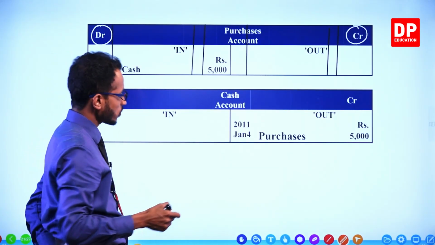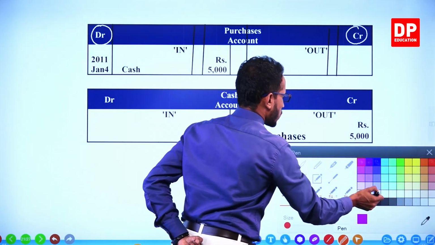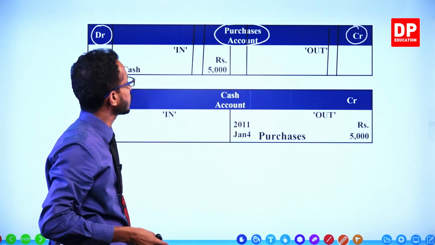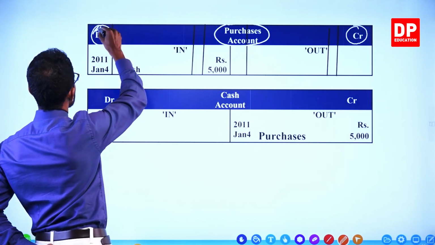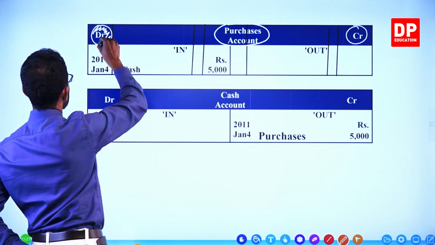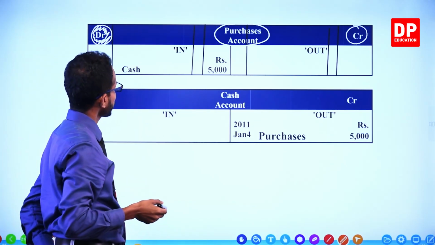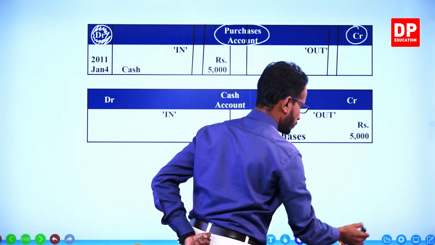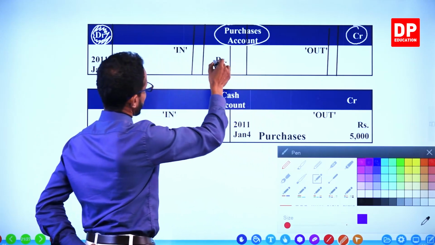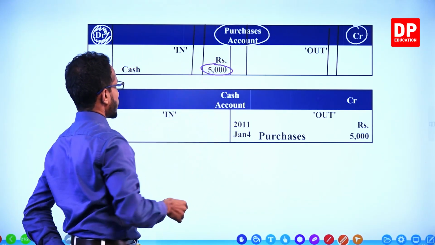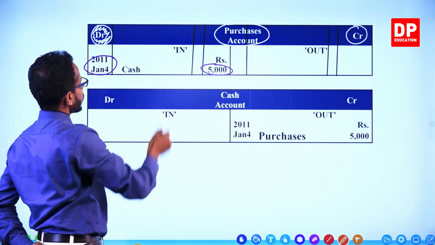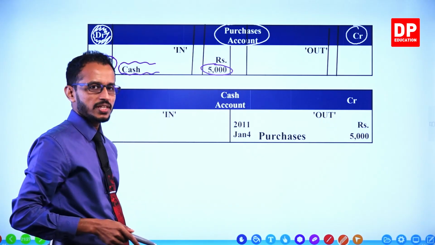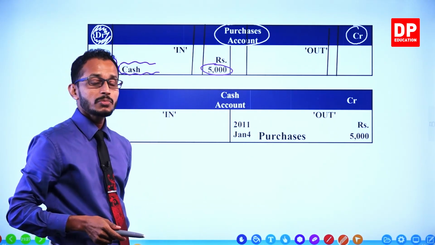Debit the purchases account. Here you go. This is the purchases account. Debit side, see how it is recorded. The amount is 5,000. It is recorded here, and the date is also recorded. What about the description? That's something new. You're going to learn it now.